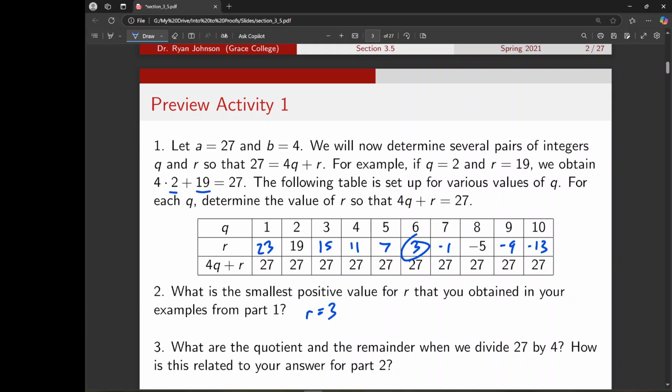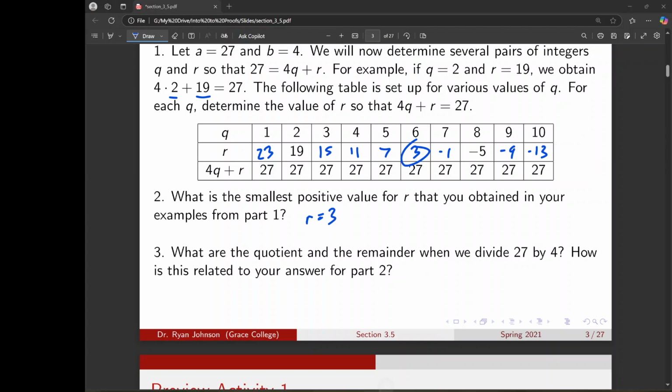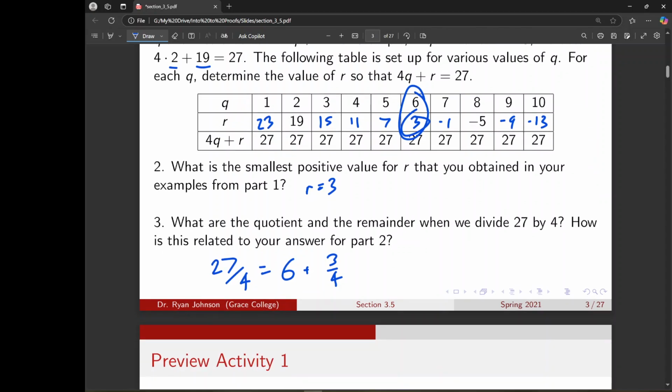And then what are the quotient and remainder when you divide 27 by 4? So in this case, 27 over 4, you can write as 6 plus 3 over 4. And for you computer science people, the remainder is the thing you get when you do 27 and then this symbol, in different languages like Python, 27 mod 4 equals 3.